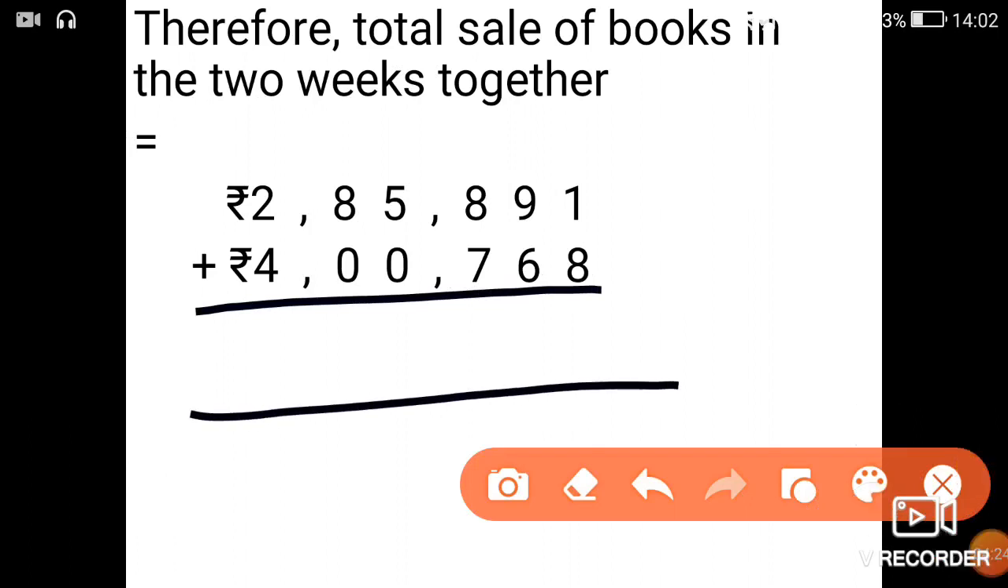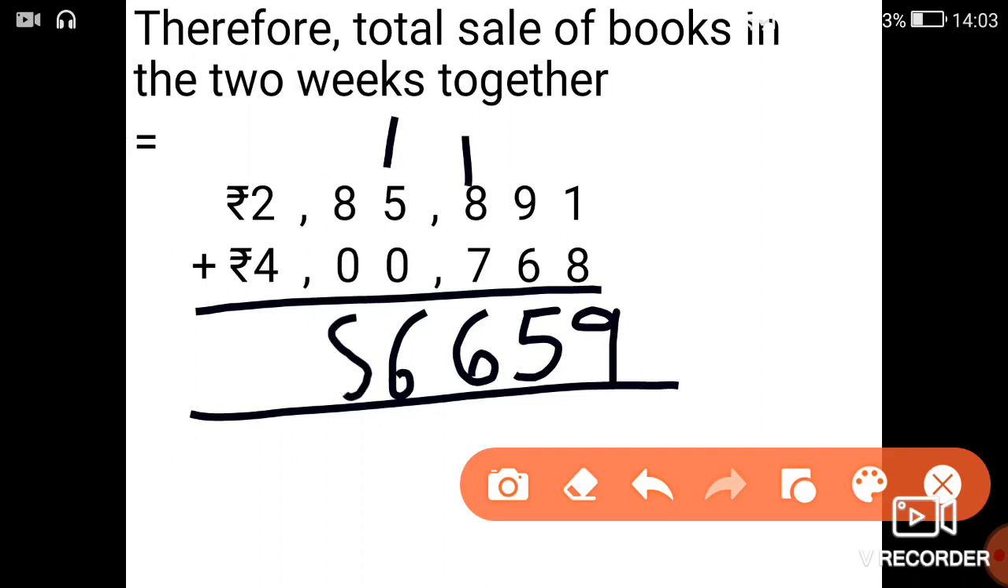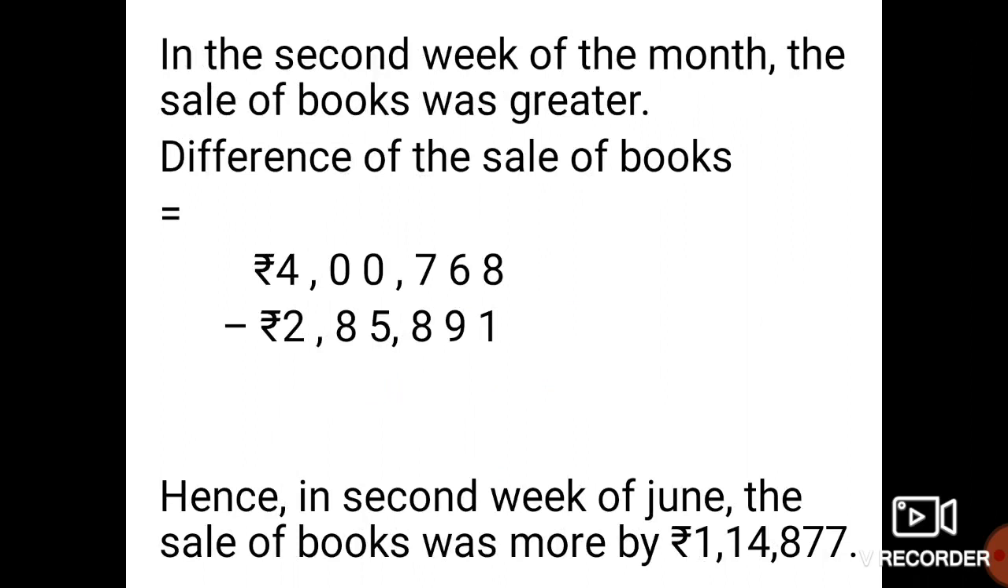So we'll add this. 8 plus 1 is 9 and 9 plus 6 is 15. So 1 and 5. 8 plus 1 is 9, 9 plus 7 is 16. So carry 1 and 6 here. 5 plus 1 is 6. Next 8 and 2 plus 4 is 6. So it is 6,86,659. So total sale of books in 2 weeks is 6,86,659. Next sub question is, in the second week of the month the sale of the books was greater.